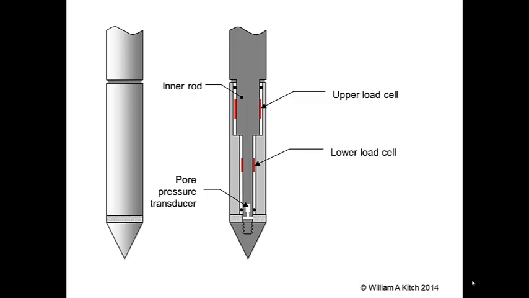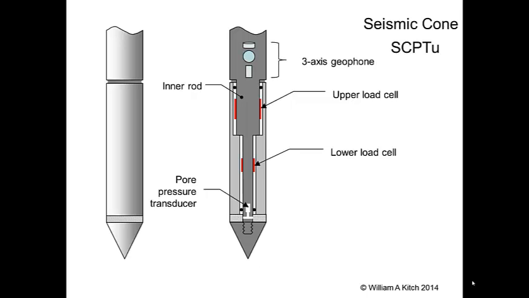Another common variant of the CPT probe is the seismic cone. Like the piezo cone, this CPT probe measures tip resistance, side friction, and pore pressure. It is designated SCPTU, with the S standing for seismic. This probe contains a 3-axis geophone in addition to the load cells and pore pressure transducer in the piezo cone. The geophone allows the probe to detect seismic waves.